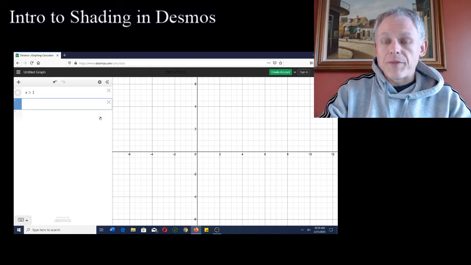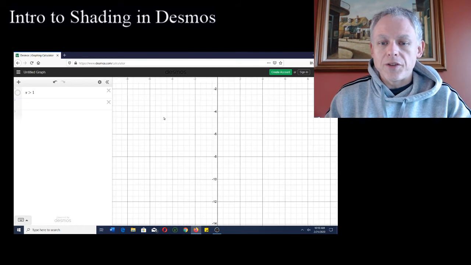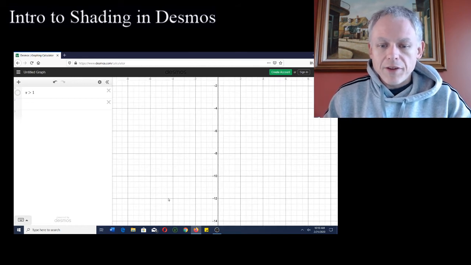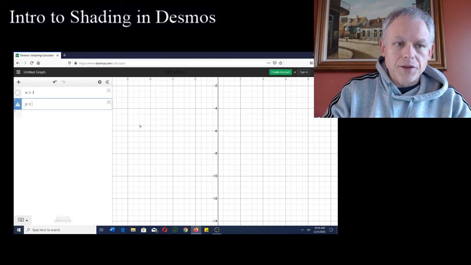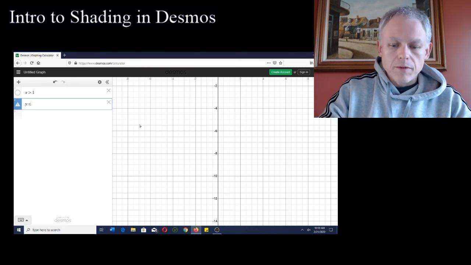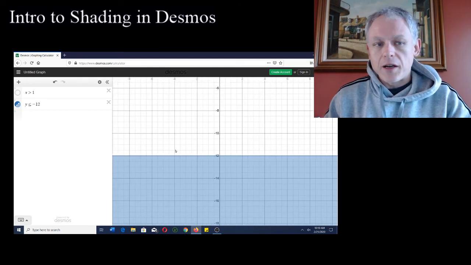We could also do the same thing with y. So let's say we wanted to shade everything below y equals minus 12. What I would do is type y less than or equal to minus 12. And the same thing happens. Here I decided to use an equal sign. This is just to demonstrate, so it didn't really matter.